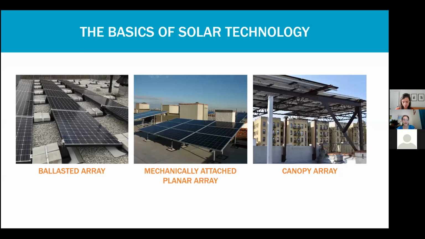And then a canopy array is really just another form of a mechanically attached array, but it's raised 9 to 12 feet in the air. It means that you can put pretty much anything underneath it. You can walk underneath it, you could put a roof deck underneath it, you could put mechanical equipment underneath it, and it allows for a lot more movement. Canopy arrays are much more expensive, but often they're the best option if you have multiple uses of the roof or a very space constrained roof. It can be very useful.